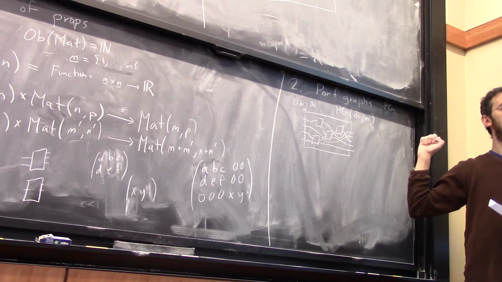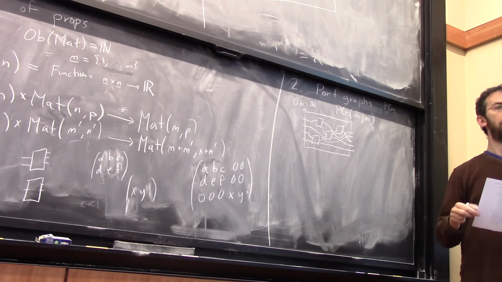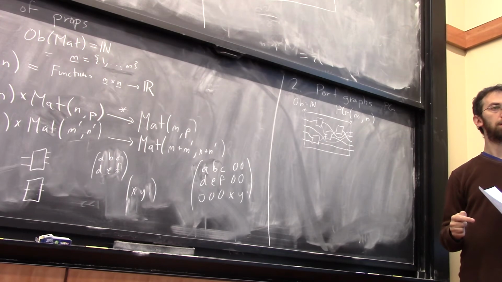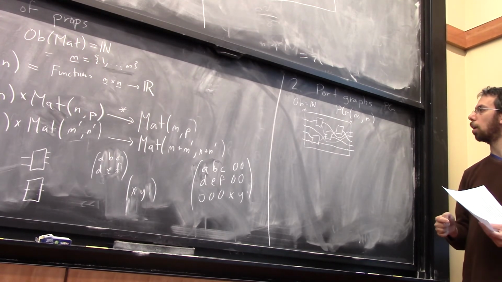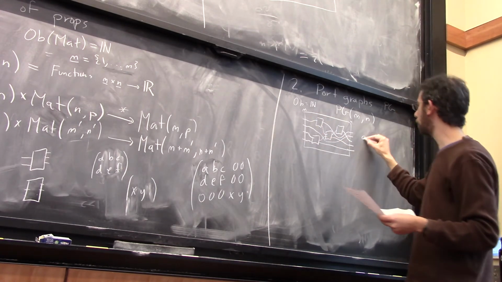Yes? So are these just arbitrary functions from M inputs to N outputs, or is there some more specific structure here? What do you mean, functions? I mean, these example morphisms you've got, like what's this box? What is this right here? Yeah, like what are the constraints? Is this a graph? It's a picture.